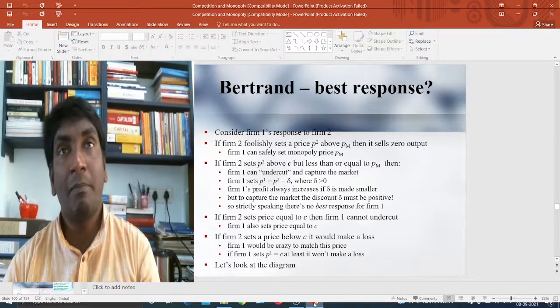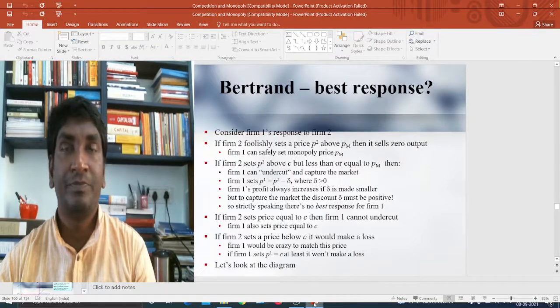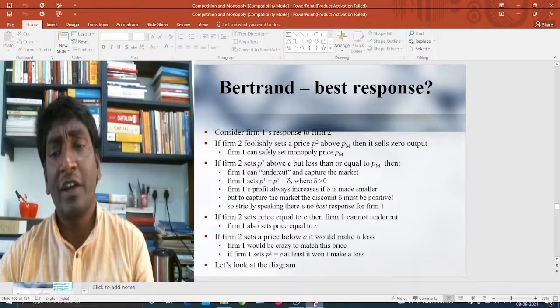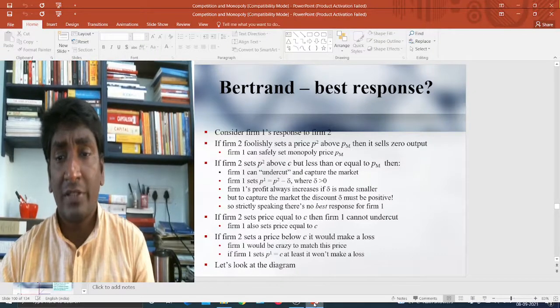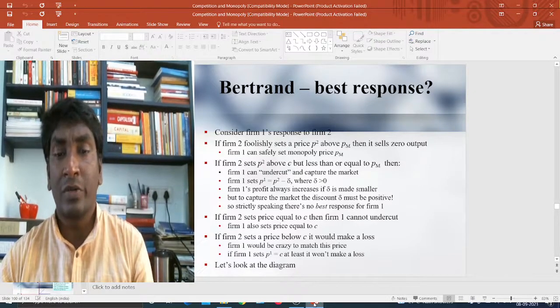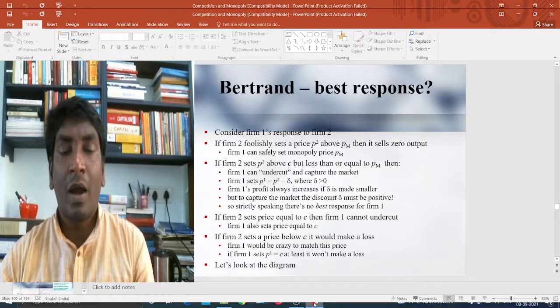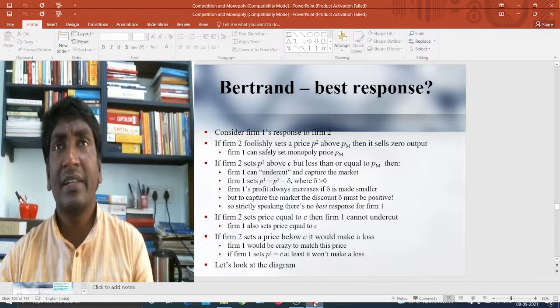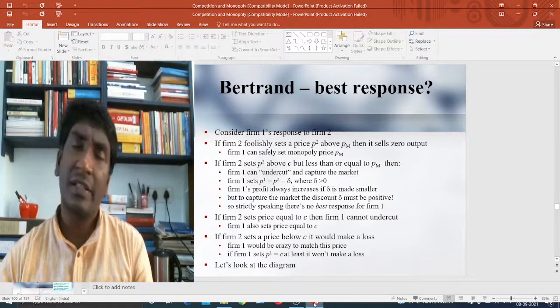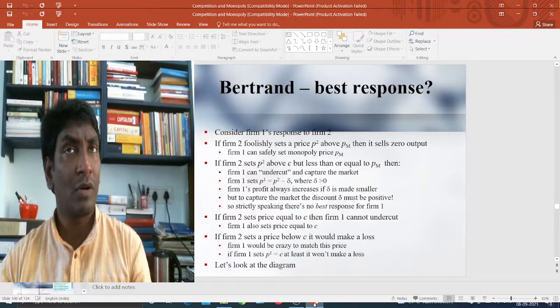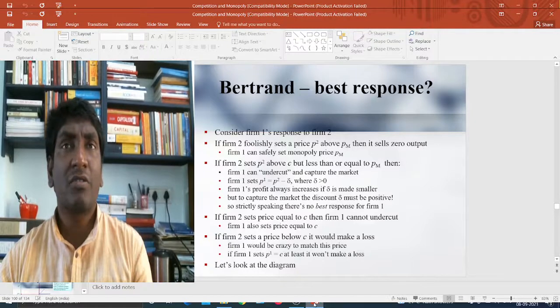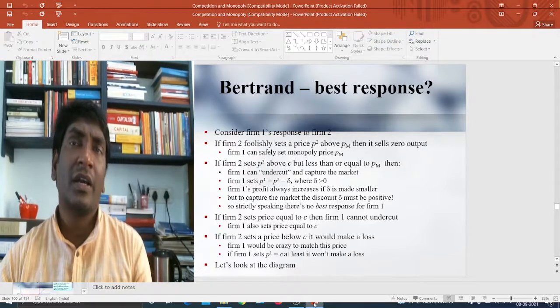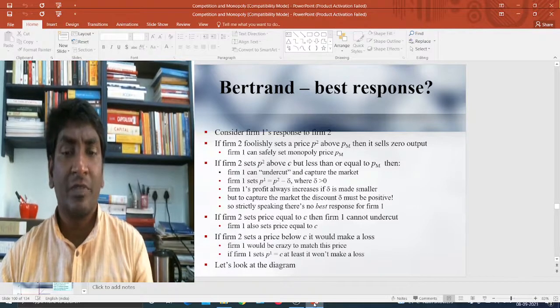All right. Now, if some firm charges a price even higher than the monopoly price, then it sells zero output, because nobody is going to buy, and market interaction will hardly take place. So firm 1 can safely set the monopoly price. If that is the case, then another firm can set its price and enter the market or capture the entire market. Now, in this case, it is quite clear that the price of the first firm is greater than that of the second firm.